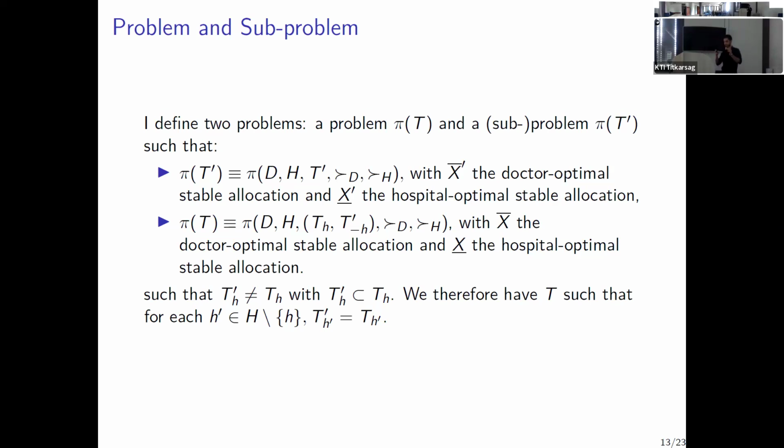a subset of terms that is available for hospital H in my problem. So we can think as follows. We have a problem which is a sub-problem. I expand the set of terms for only one hospital, and I have my main problem. But we can have also the opposite reasoning. I have my problem. I withdraw some terms for one hospital, and I have my sub-problem.